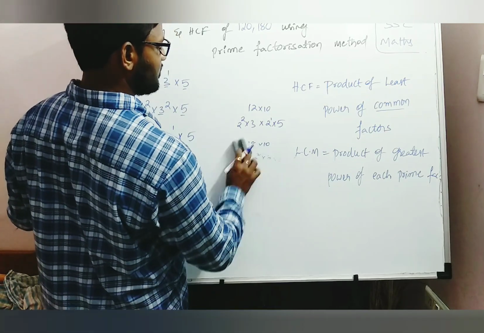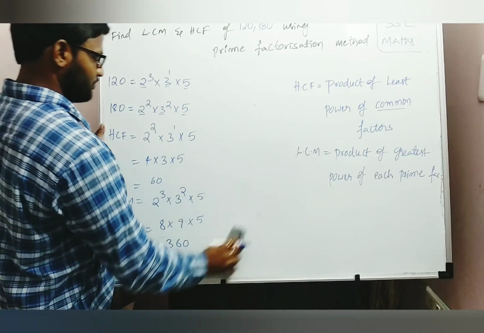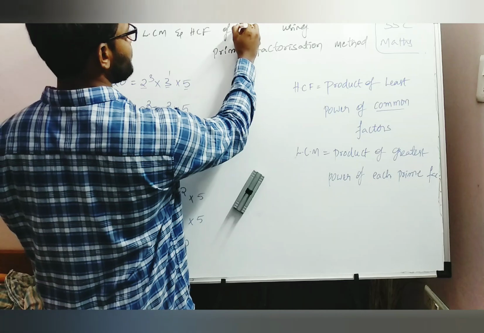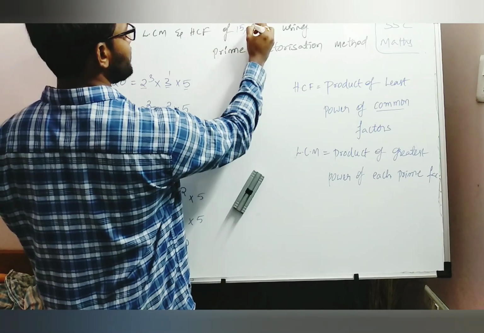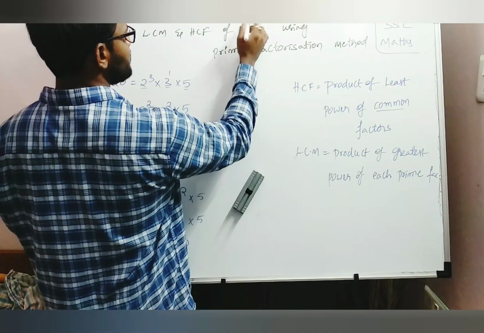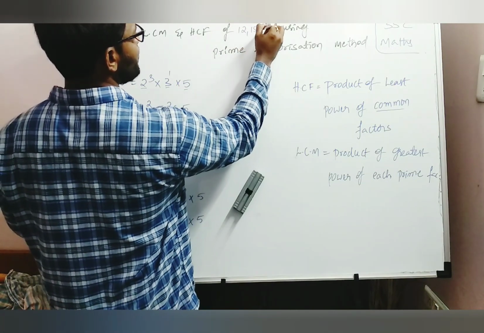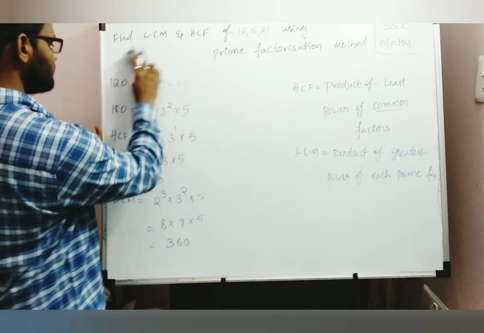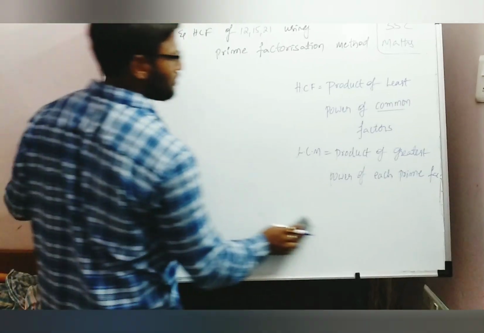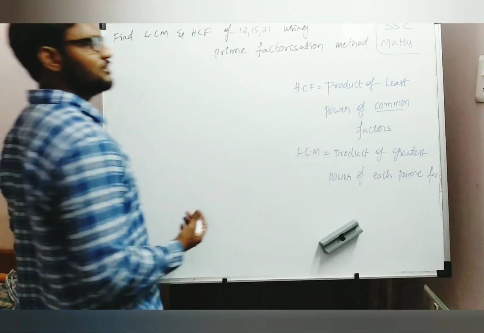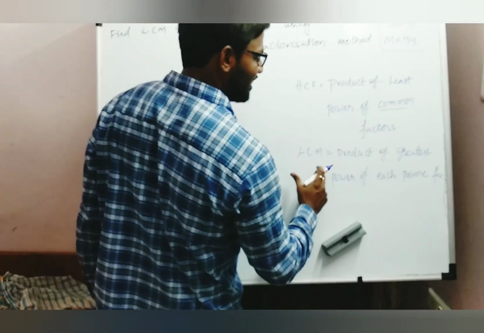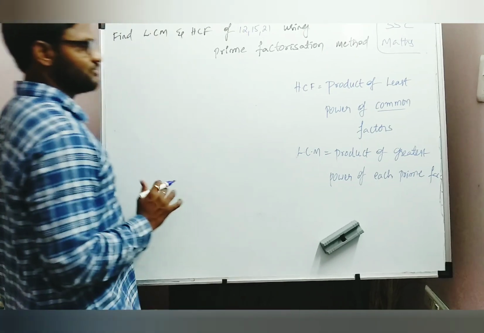Next. We will take one more problem. Now I am taking three numbers: 12, 15 and 21. See, in writing the product of greatest power of common factors, we have to take only common factors in finding the HCF. But in LCM, we have to write each prime factor.